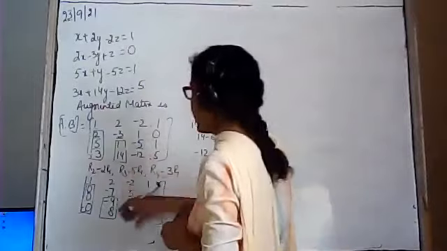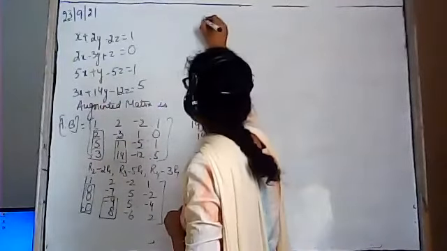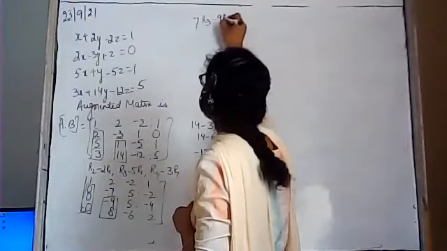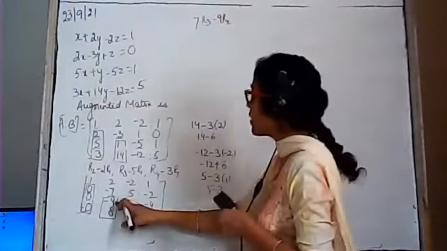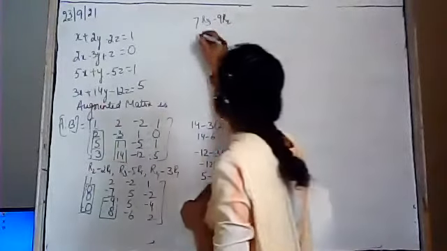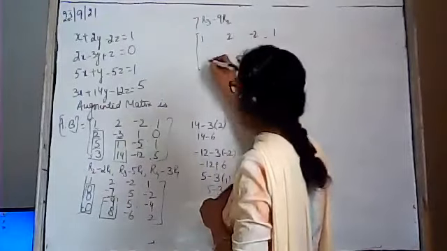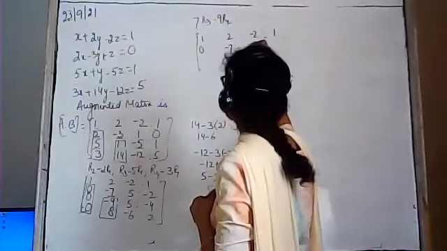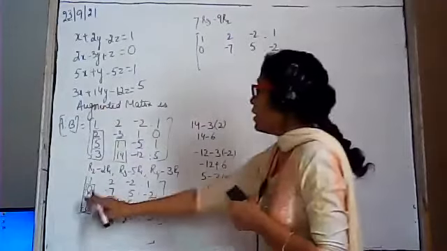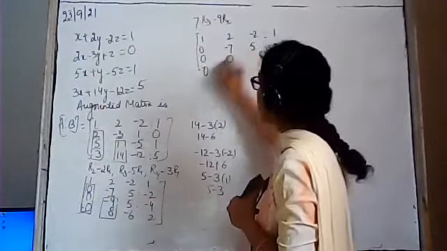I am simply taking the terms as they are. We are to do R3, that is 7 times R3 minus 9 times R2. I am multiplying this with 7, and this with 9. After that, we are going to subtract these two terms. This is 1, 2, minus 2, and 1, 0, minus 7, 5, and minus 2. It will remain 0, it will remain 0. This element will be 0.